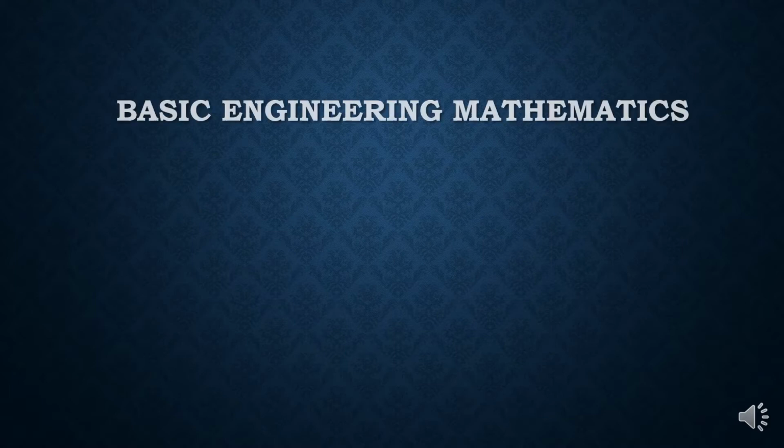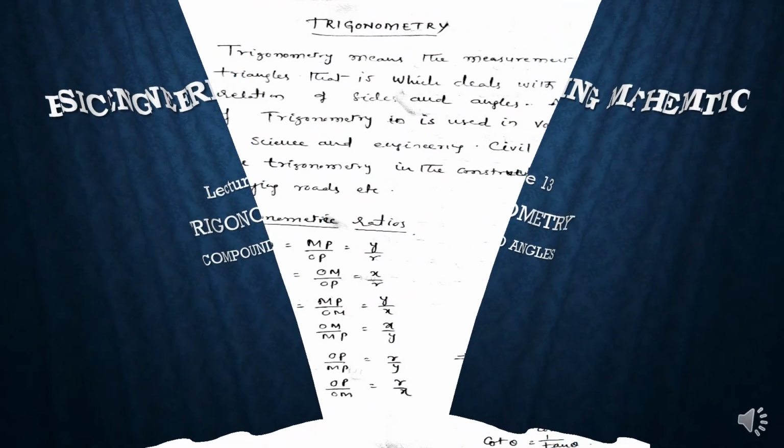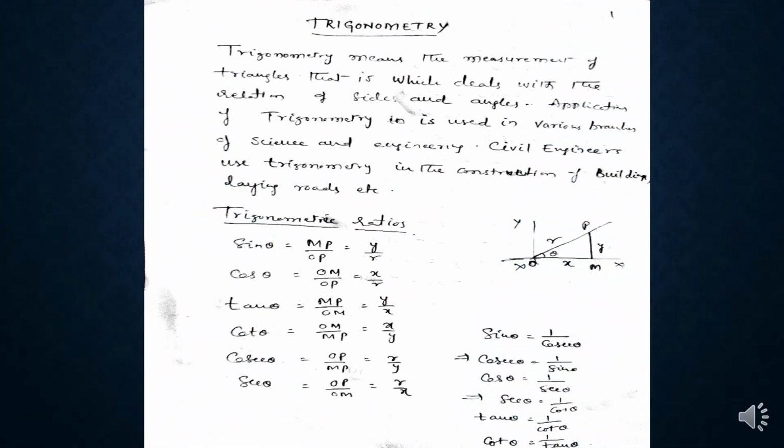Today I am going to start the trigonometry chapter. You already studied it in the earlier class, that is in 10th class. Once again, I am recalling the topics, the introduction of trigonometry. So what is trigonometry? What is the meaning of trigonometry? Trigonometry is the measurement of triangles, which deals with the relation of sides and angles.